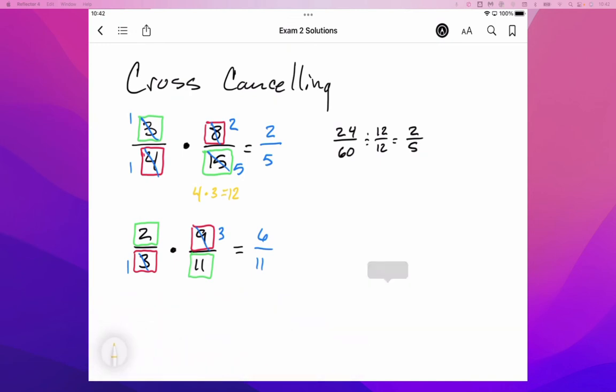And so again, cross-canceling is going to be a big deal for today's work. I hope this is helpful, and I hope you enjoy lesson 17.